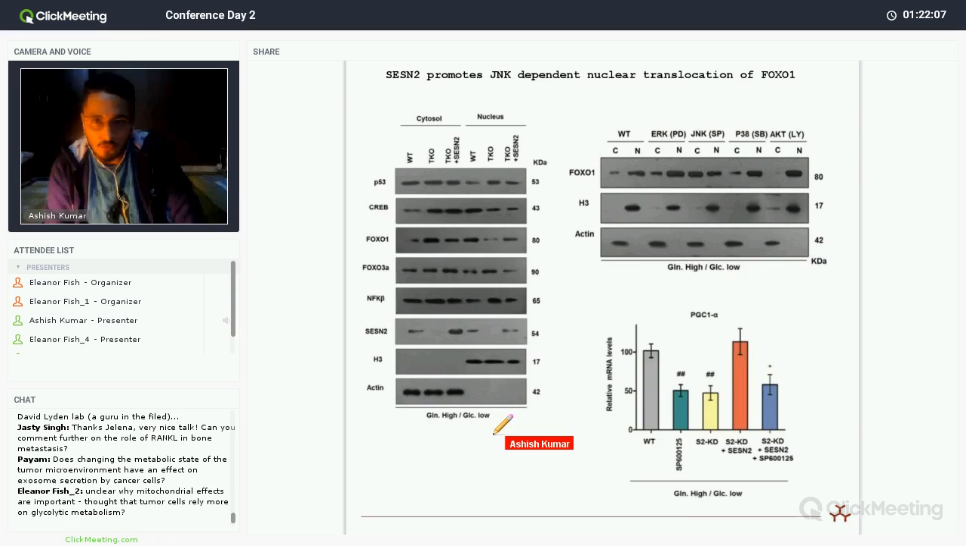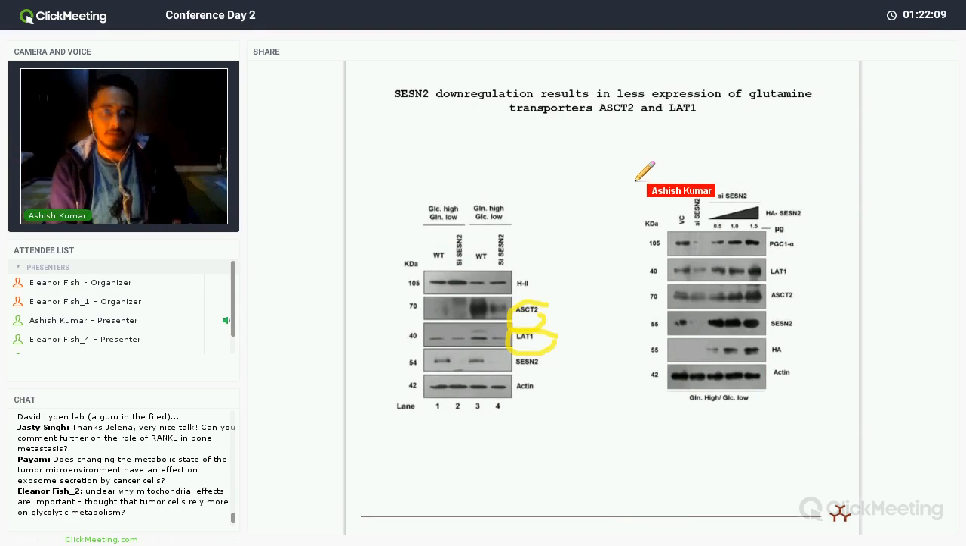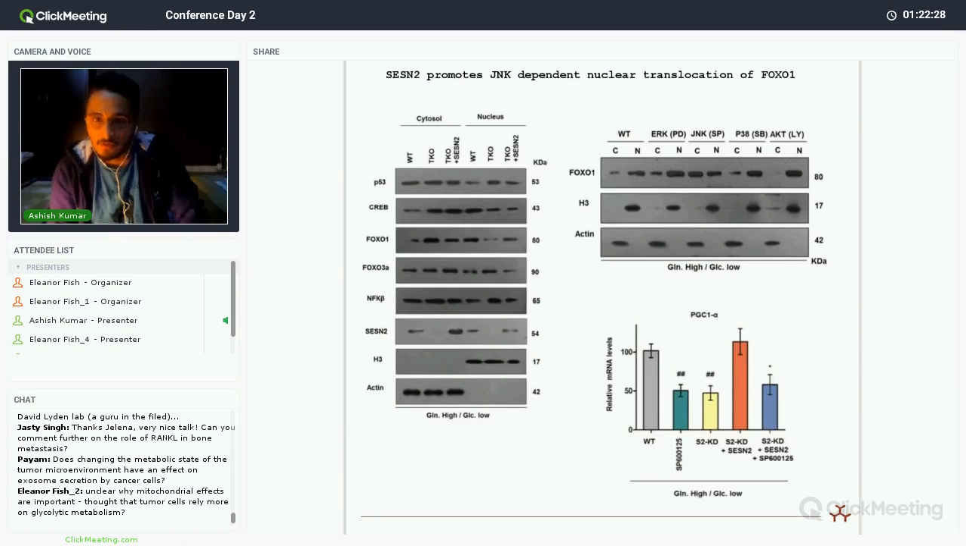So the next question was, till now we have explained that Sestrin2 is involved in glutamine transport, and that positively, under these conditions where high glutamine is there and less glucose is there, it affects PGC1 alpha or mitochondrial biogenesis in a positive manner, most probably by affecting the intracellular transport of glutamine. The next was how Sestrin2 can do that.